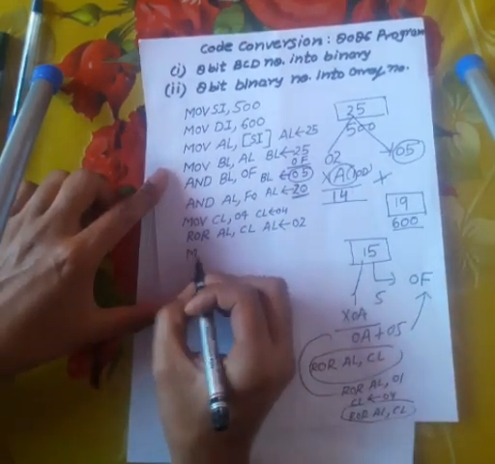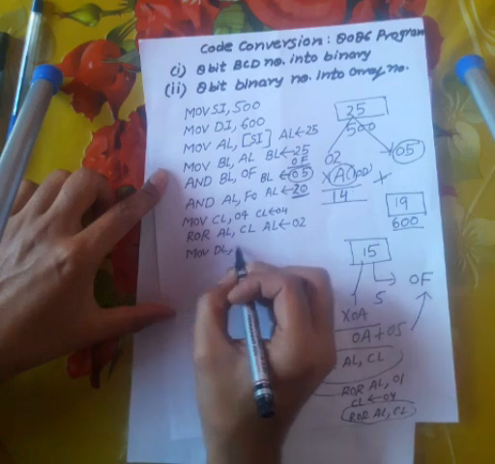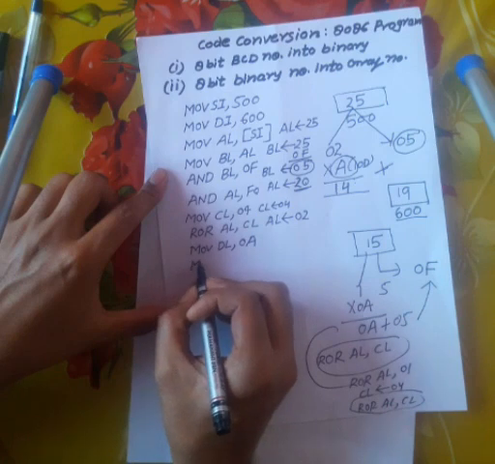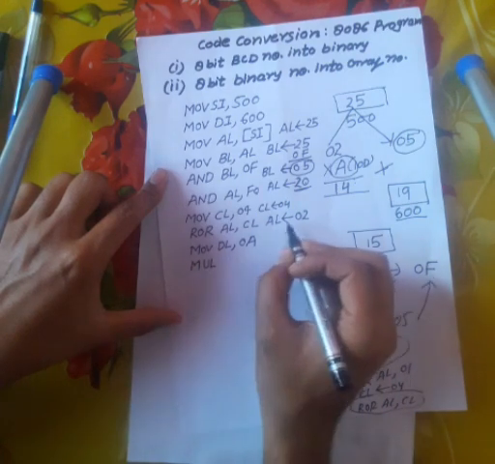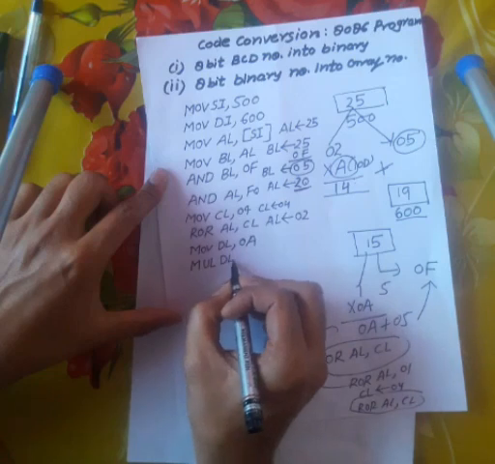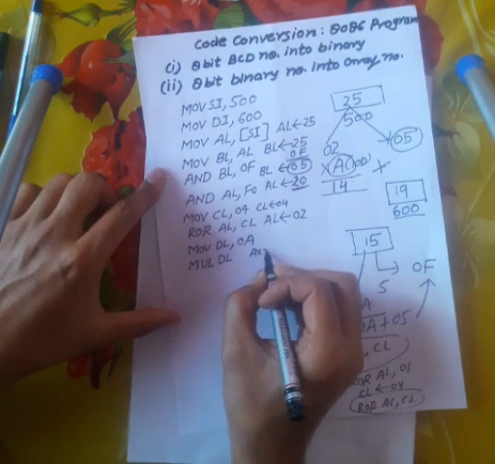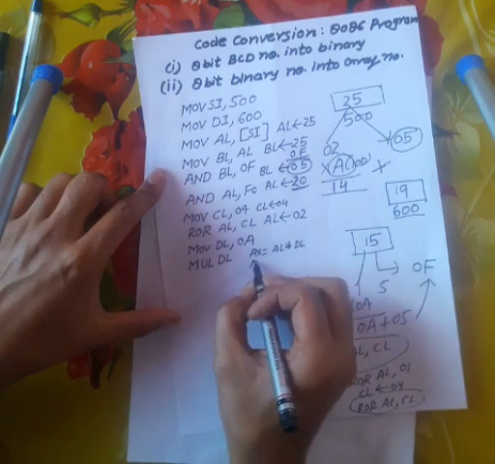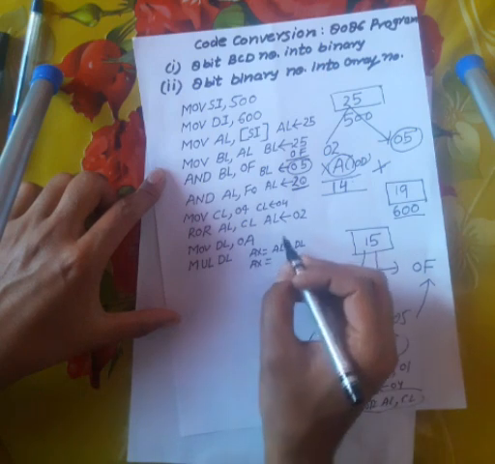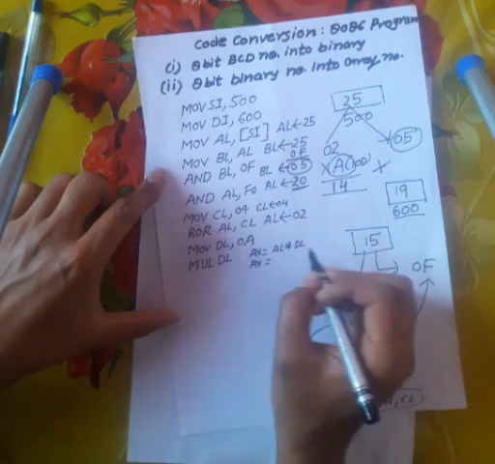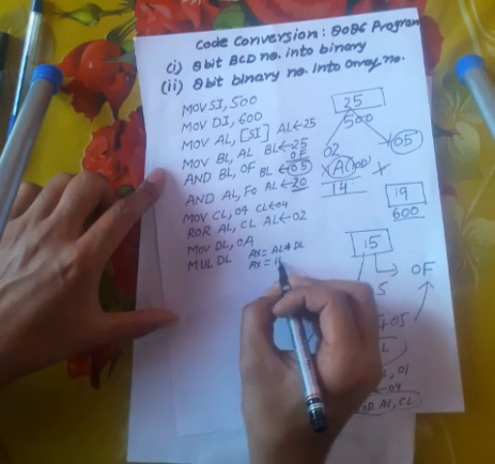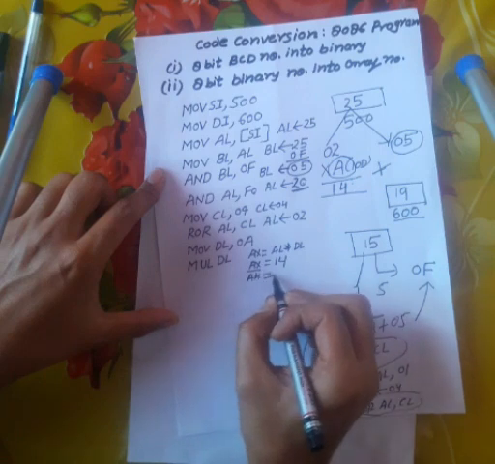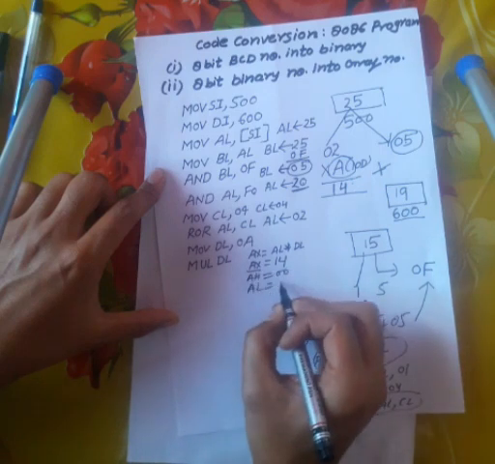Now take one register: move DL comma 0A. Now apply the mul instruction, mul DL. It means AX equals AL into DL. AL equals 2 and the other digit is 0, so 0 into 2 is nothing, it is 14. AH means 00 and AL equals 14.